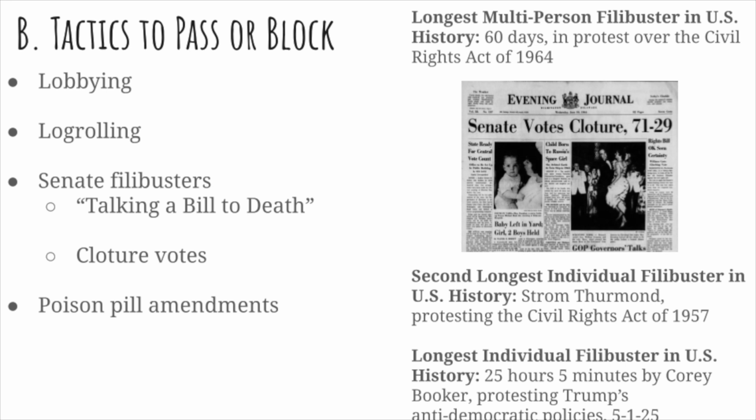Now, another way to destroy or kill a bill is to add a poison pill amendment. This can only be done in the Senate because amendments have to be germane in the House, meaning that any amendments to the bill have to be relevant to the bill. But in the Senate, you could put like an abortion amendment on a transportation bill, and if that amendment is particularly unpopular, it could be a reason to vote against the bill. So that's why it's referred to sometimes as a poison pill.